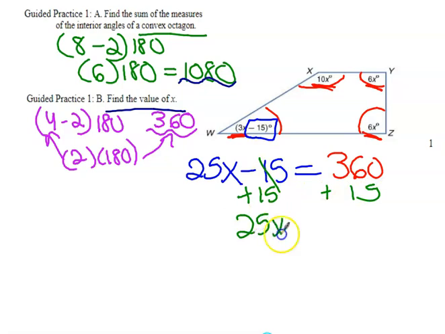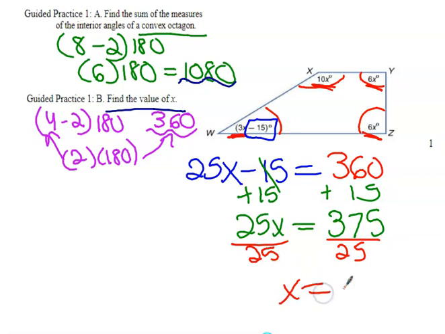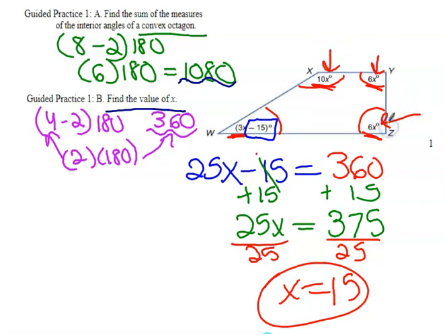I get 25x equals 375. And I'm going to divide 25 to both sides. And x equals 15. 15? That makes sense. Yes, words and stuff. 15. X equals 15. Magical. So you can find the sum of interior angles. You can find the solution of x. What if it asks you to find the value of each angle? Well, then you would plug x back in to the angle it wanted.